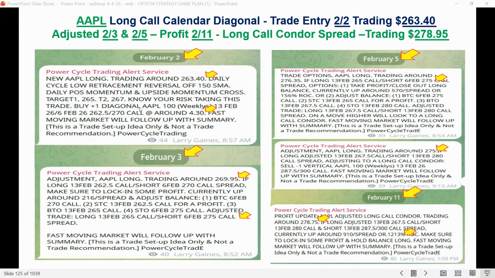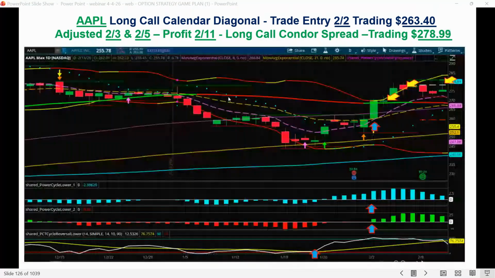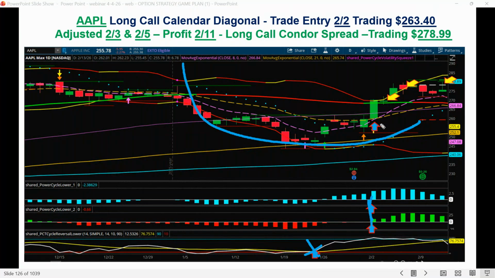So here's the alerts that were sent out, all that. And so we started out with the trade right here. Okay, so you can just see the chart pattern here. This is what I call cycle low reversal, retracement reversal of a key moving average. We had the reversal momentum right here. We got in right here, price trigger when it was breaking here, adjustment here, and out there.